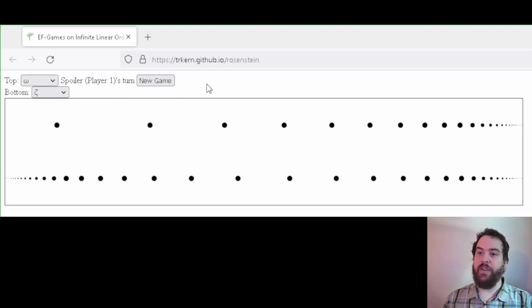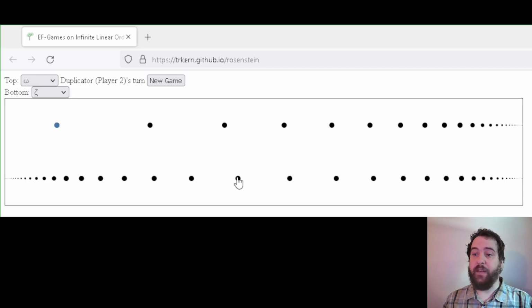So the intuition here is that spoiler wants to take advantage of the difference between the two linear orderings. And in this case, these linear orderings are pretty similar to each other, except that omega has a least element and zeta does not. So spoiler wants to take advantage of that. So on their first turn, they're actually going to want to play at the least element of omega. And then duplicator can match that to, it really doesn't matter which point duplicator picks, they're essentially all the same from a game theoretic perspective.